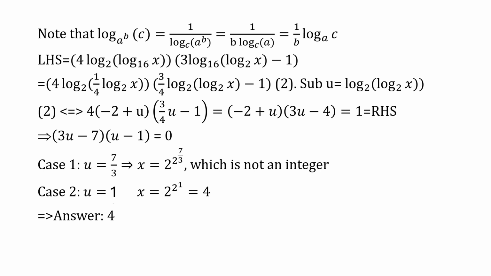Using this result, we can simplify our equation a bit, and we notice that log base 2 of x appears more than once. So we can let u equal that. Then you get a quadratic which you can solve. And the first value of u we have is 7 over 3, which will not give you an integer value of x. But our second value, which is 1, will give you that x equals 4. Then that is our answer.